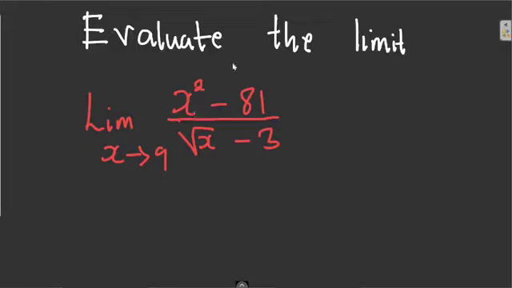So in this presentation, I want us to answer this question right here. The question reads, evaluate the limit. So we have the limit as x approaches 9 of (x squared minus 81) over (the square root of x minus 3). So here we understand that when x is approaching 9, we can substitute where there is x, we put a 9. So let's try to do that so that we see what we are going to have.